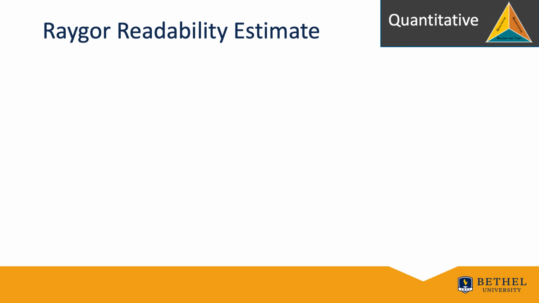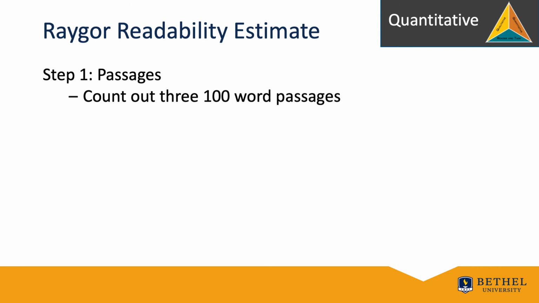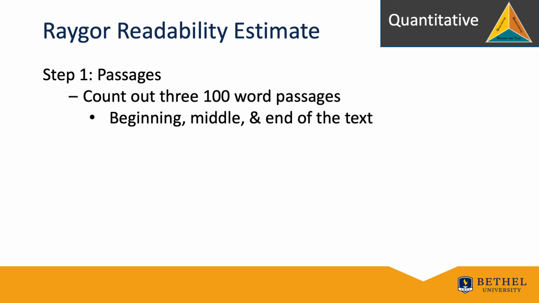So how do we use Raygor, and what are the things to keep in mind when quantitatively scoring a text using the Raygor Readability Estimate? Step 1, passages. First, count out 3 100-word passages. Oftentimes, this is best done at the beginning, middle, and end of a text, or the beginning, middle, and end of a chapter, beginning, middle, and end of a short story.